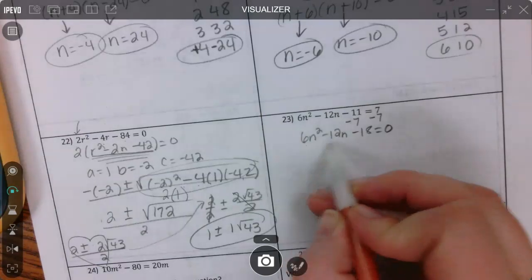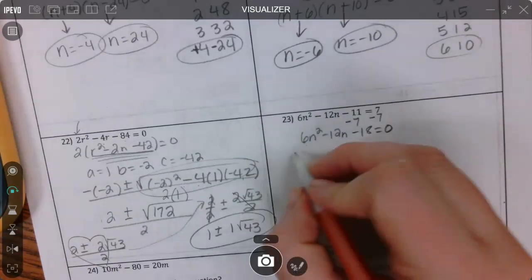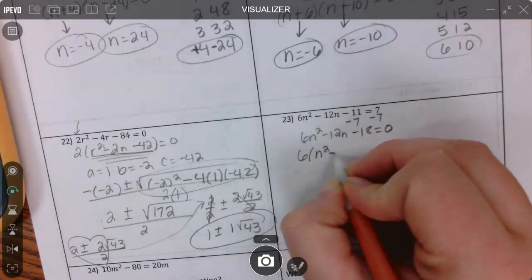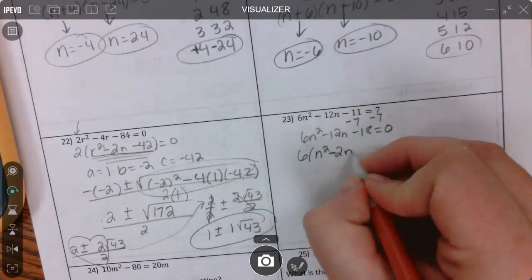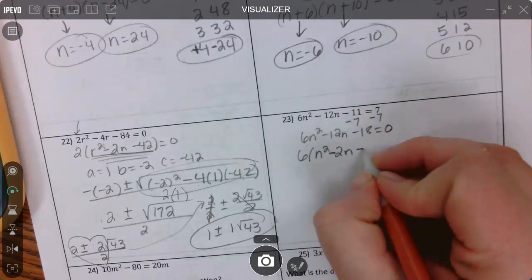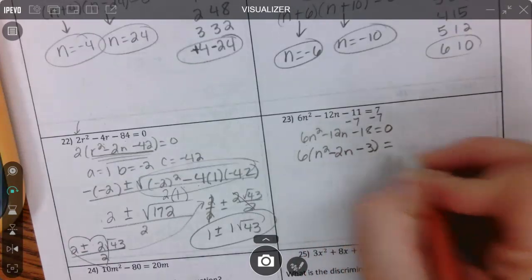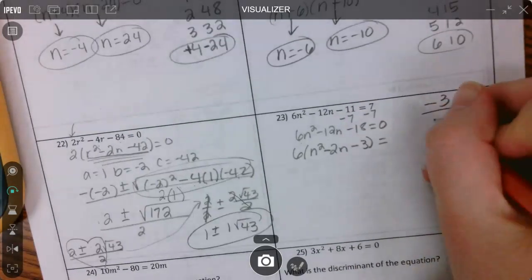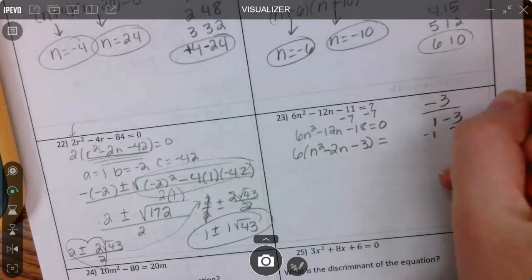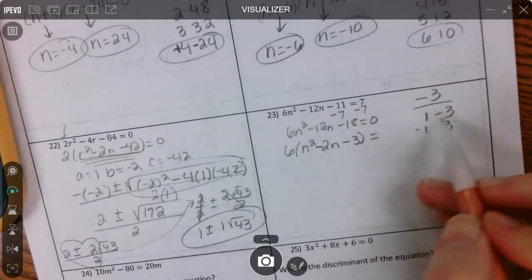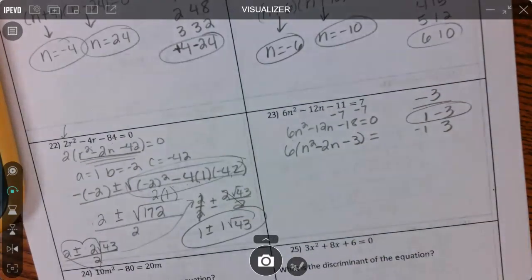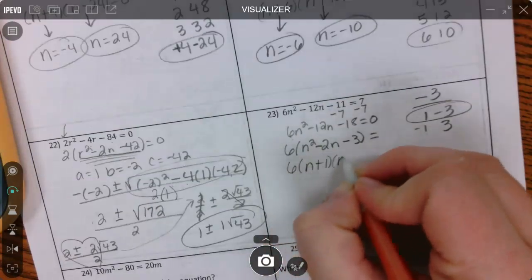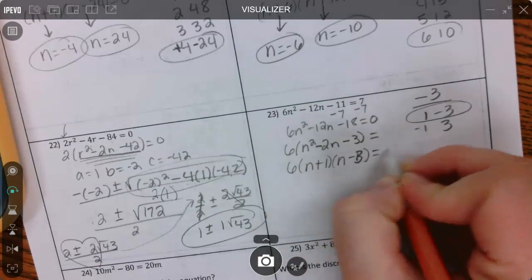It looks like 6 can fit into all three of these terms. So when we take 6 out, we're left with n squared. 12 divided by 6 is 2, so that's 2n. Negative 18 divided by 6 is negative 3. Now this becomes a problem we can factor. Negative 3, we can have 1 and negative 3, or negative 1 and positive 3. Which combination adds to a negative 2? That one. So 6 on the outside, n plus 1 times n minus 3 equals 0.